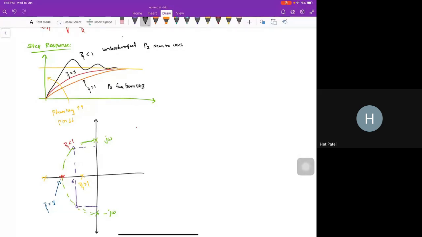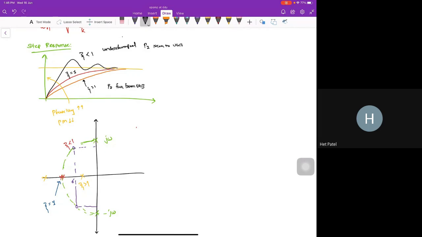So if zeta is greater than 1, then the second order polynomial will have two real roots, zeta equal to 1, two roots are the same, zeta less than 1, two complex roots we will get. If you relate this with the step response, then for zeta less than 1 you will get a ringing, that's underdamped. Zeta equal to 1 you will not get a ringing, zeta greater than 1 you will get a sluggish response.